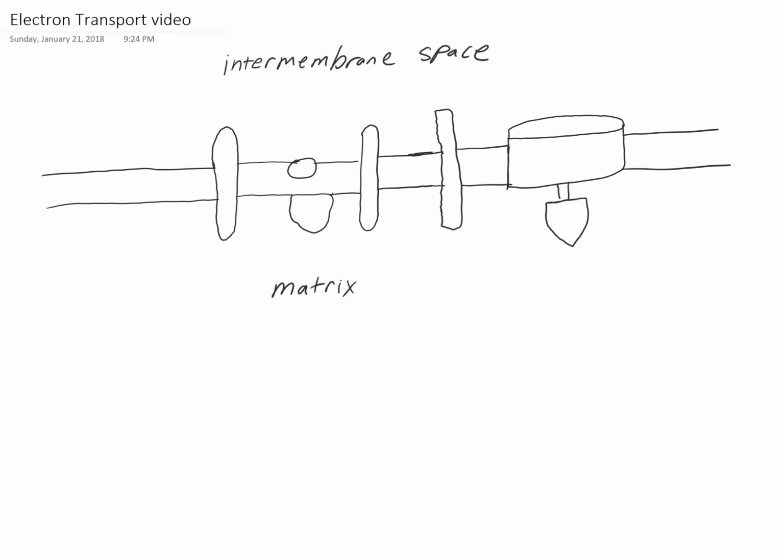These proteins are numbered using Roman numerals, in which this is complex 1, this is complex 2, this is complex 3, this is complex 4, and this right here is an ATP synthase. And an ATP synthase is responsible for actually making ATP. Well, let's go start the story off real quick.